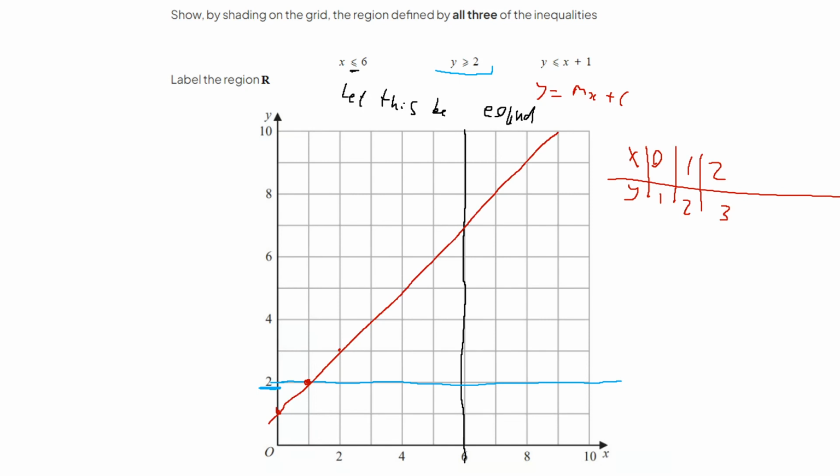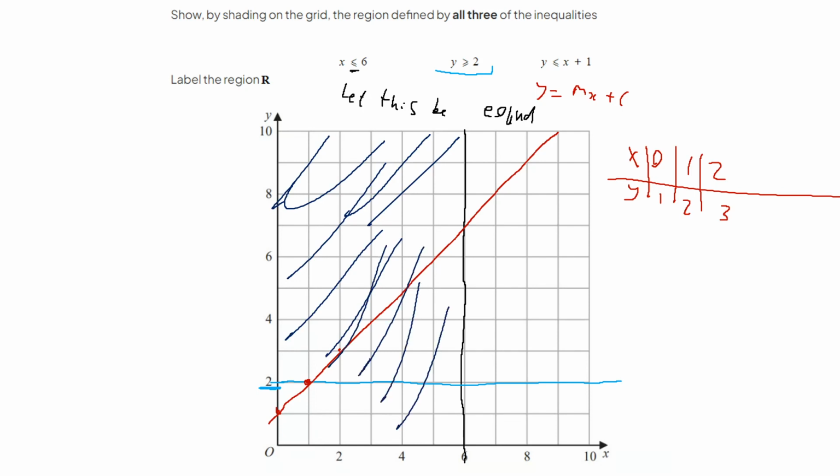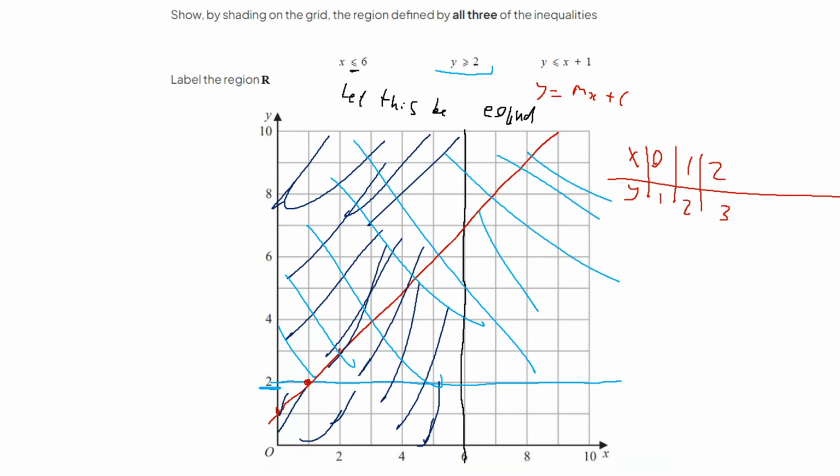Now what we need to do is we need to apply the inequalities. So, x is less than 6. So this means all of this region, right? Y is less than 2. So it's greater than 2. And because it's greater than 2, it's everything on this region. And finally, y is less than x plus 1, which is everything in this region.